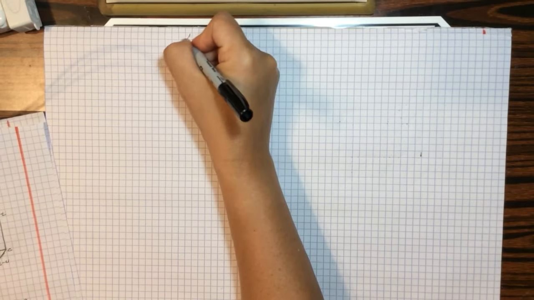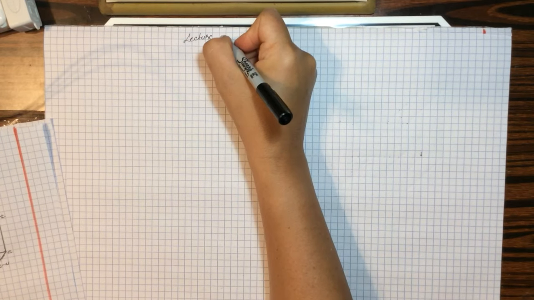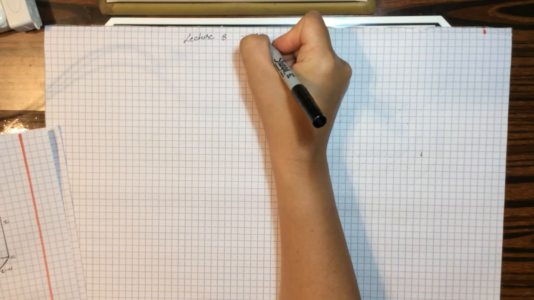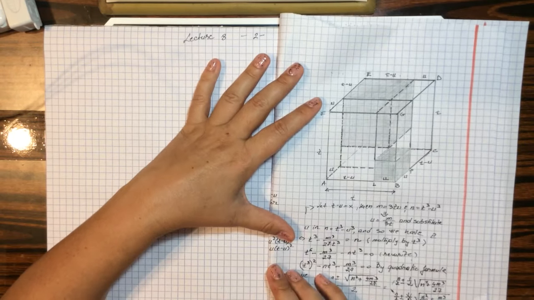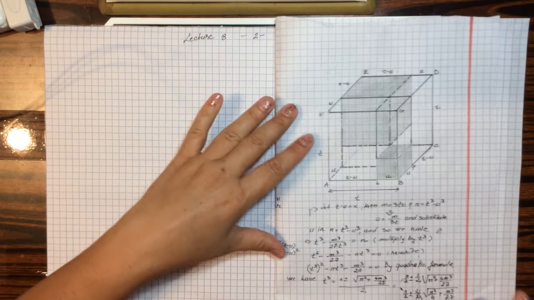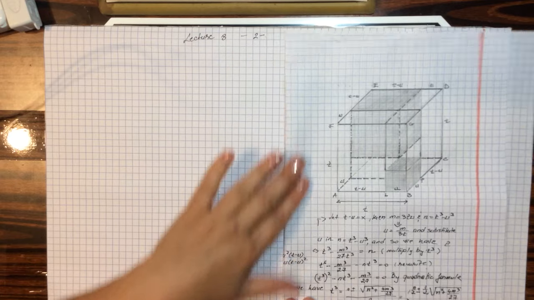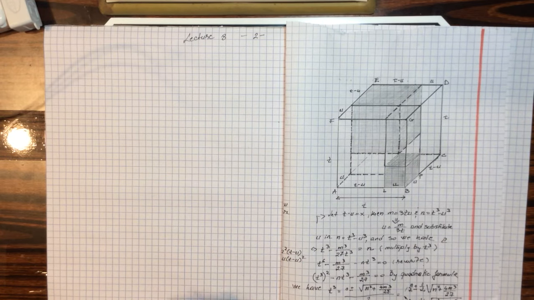Okay, so lecture 8, that is page 2. So I'll keep the cube here, so I can refer to it and I'll continue writing.